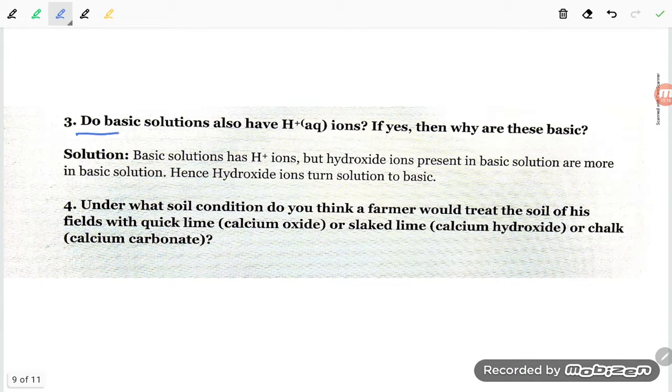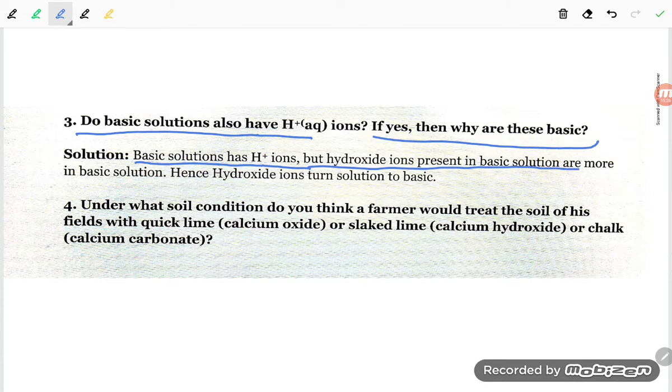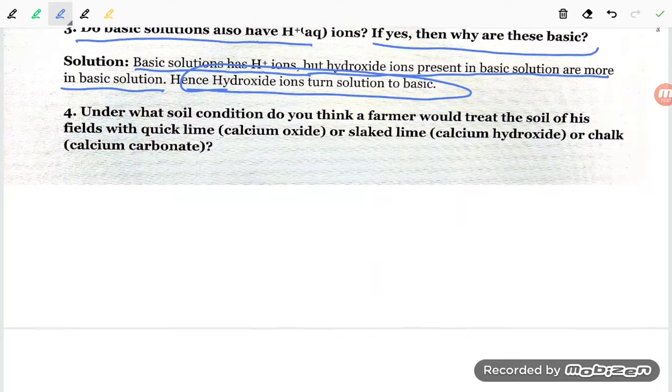Next point, do basic solutions also have H+ ions? If yes, then why are they basic? Basic solution has H+ ions, but hydroxide ions are more in basic solution. Hence hydroxide ions make the solution basic. Even though H+ ion is there, it will be less in the basic solution, student.